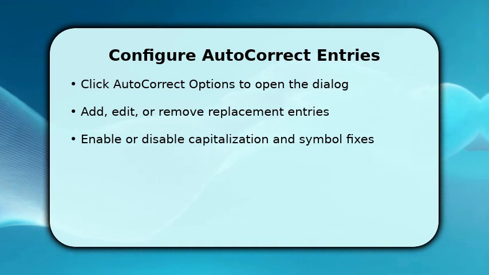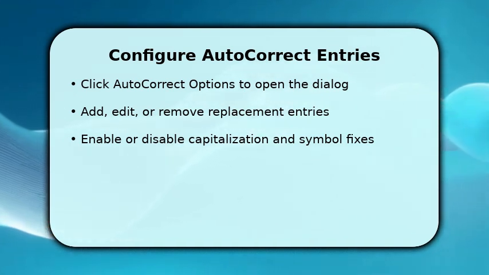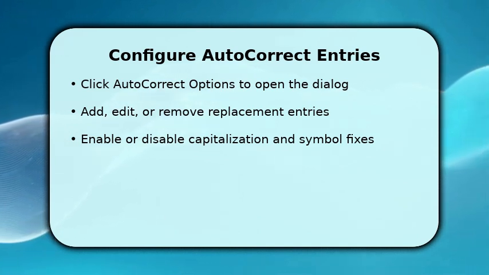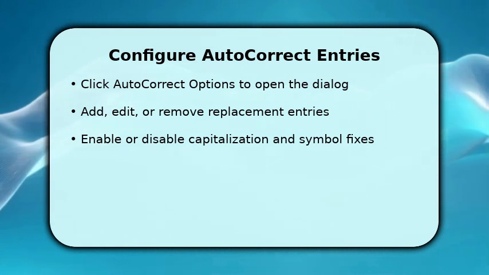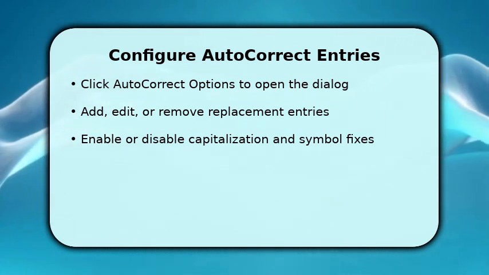You'll add a new entry by typing the incorrect text in Replace and the correct text in With, then click Add. That teaches Word a shortcut. Once done, edit or delete existing entries to prevent unwanted changes. Also check the tabs for capitalization rules and symbol correction so Word fixes common typos automatically. Make sure the relevant checkboxes are enabled before closing the dialog.